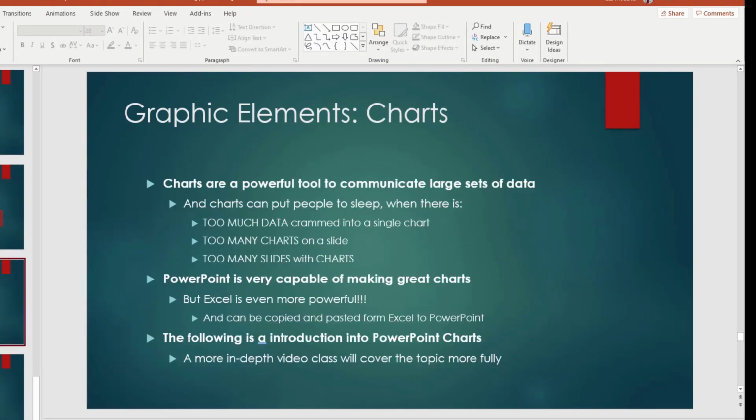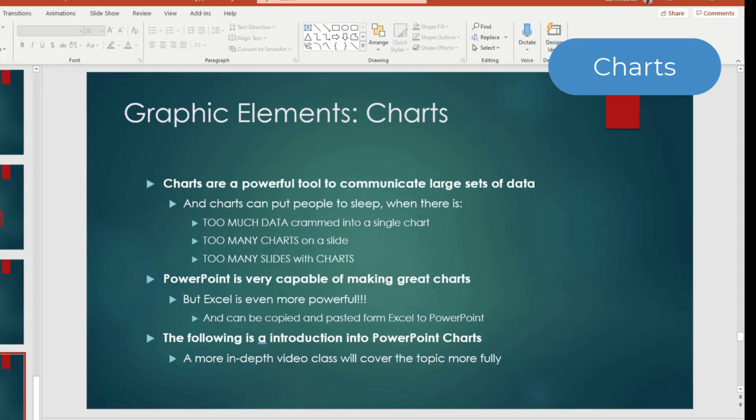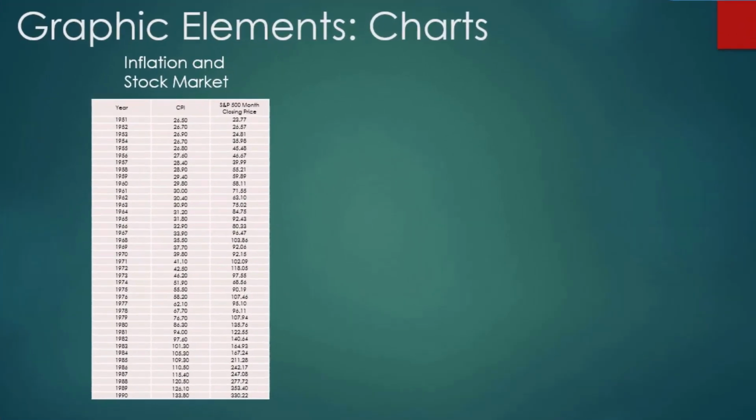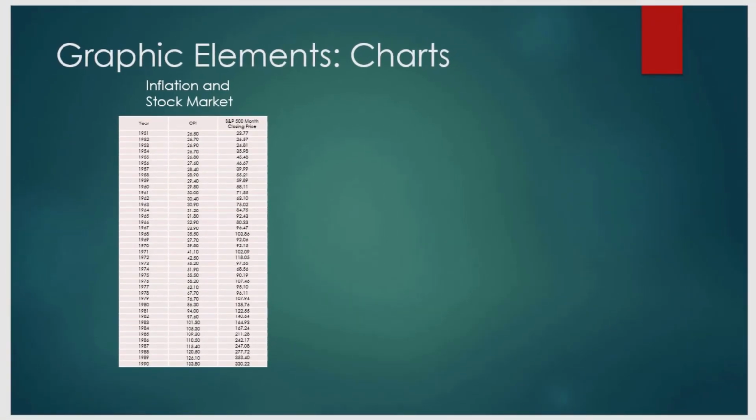Charts. Just like SmartArt, charts is a whole new dimension. Sometimes only charts can tell the story in a visual format. Take a look. Here's a table of inflation of stock market prices over the years. The table's too small to read and too many items to digest. There's no easy way to understand if there's a relationship.